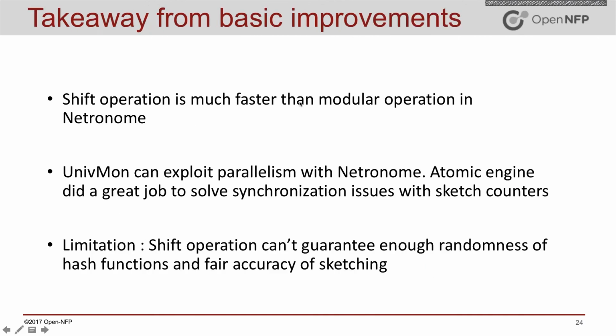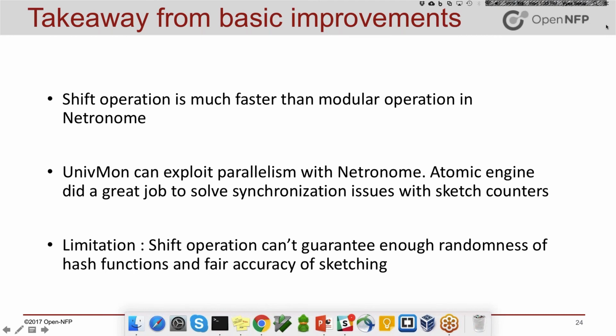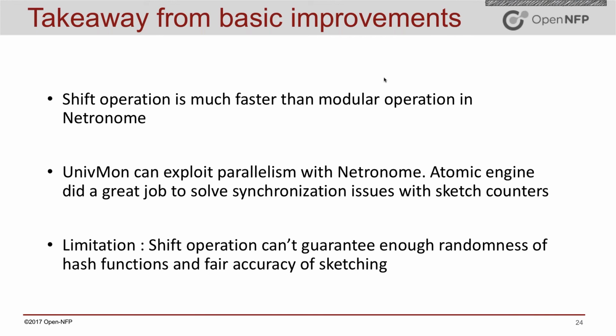Now, these are our takeaways from this: the shift operation is much faster. We thought there would be some issues with synchronization and how these counters are updated when we parallelized across the cores. But it turns out some of the atomicity capabilities that the platform provides, the atomic engine, did a great job. So we did not have to spend too much time engineering correctness and consistency when we moved to a parallel world.